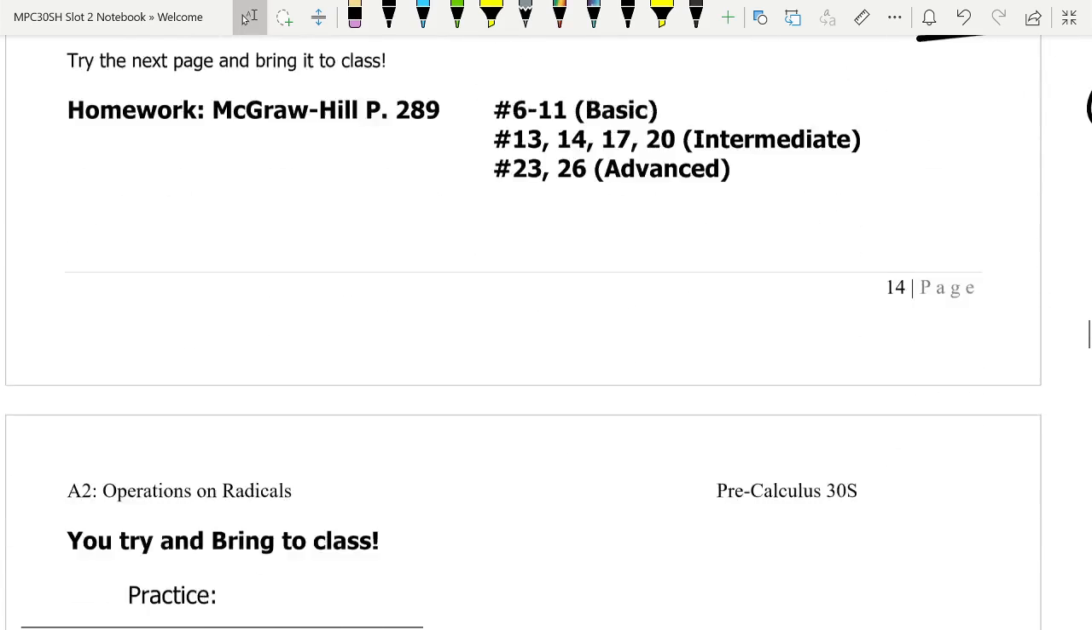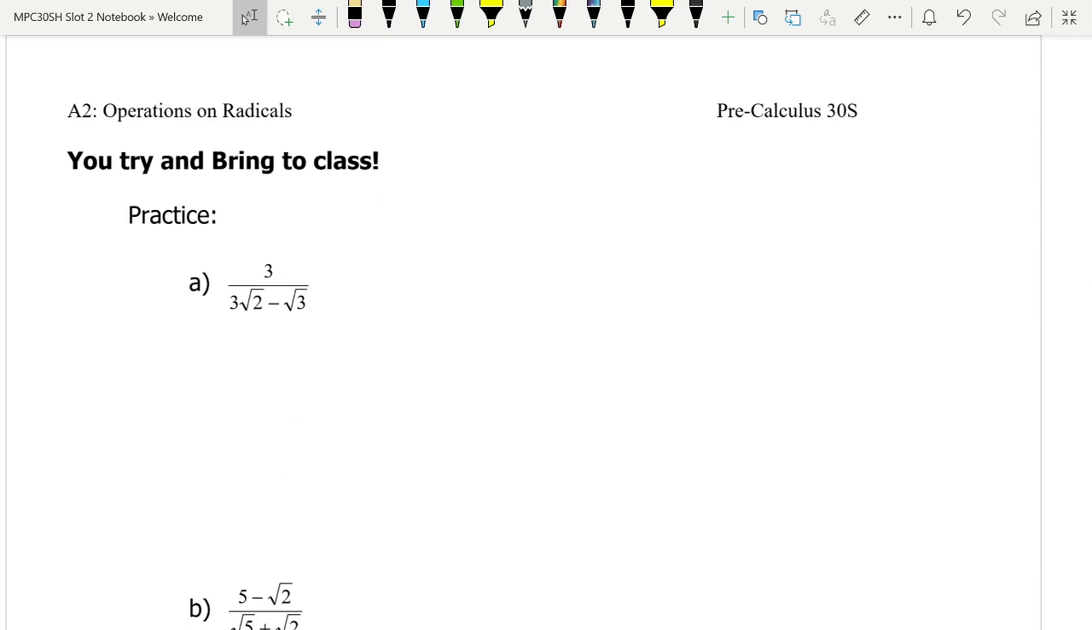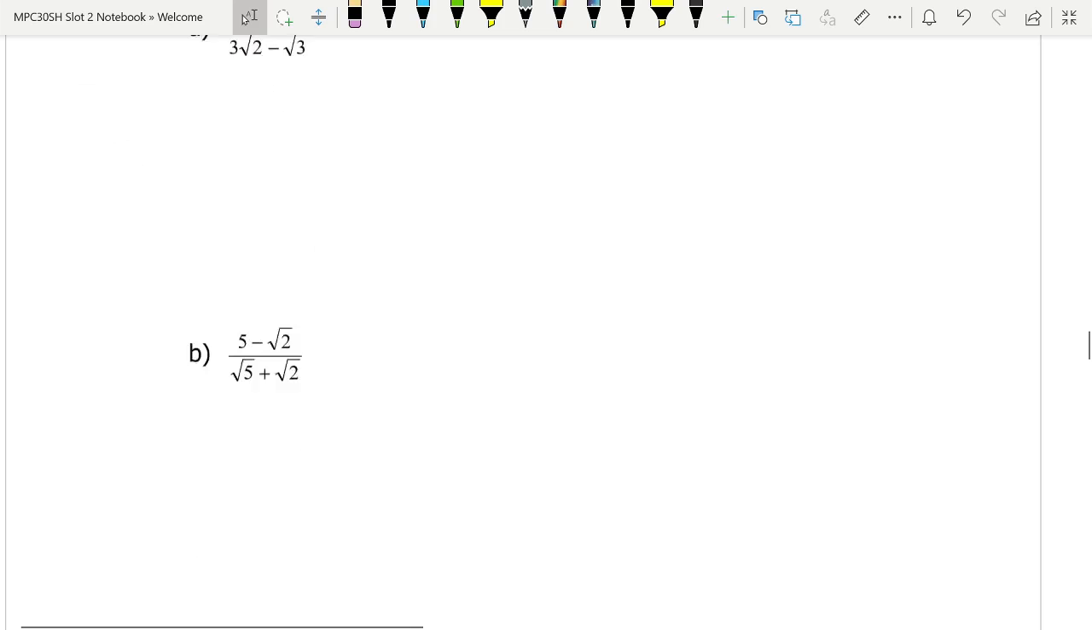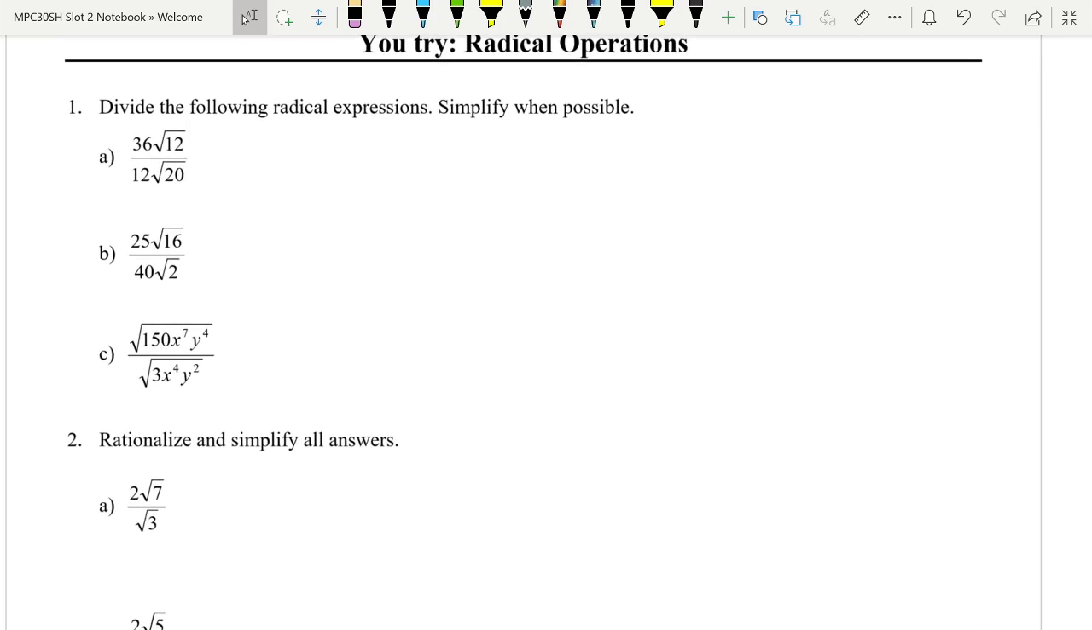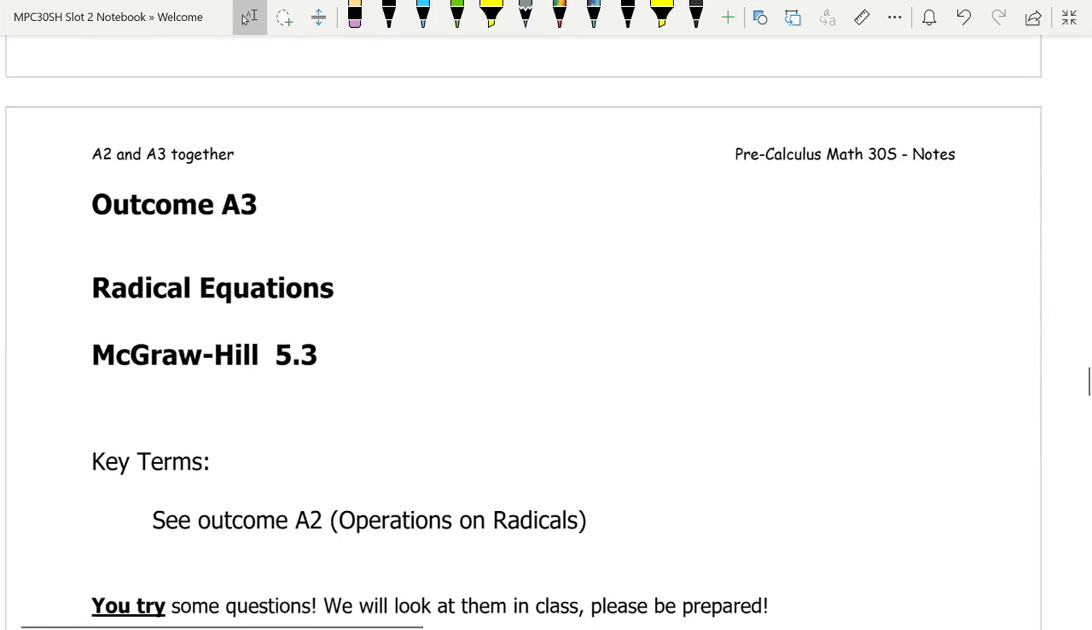That's the skills we need for radicals. Again, guess what the next page is? It's a U-try. We'll go over it again next class. So is the page after that. You get two U-tries. And then the next lesson is going to be about more algebra with radicals, radical equations. So that's the end of my little lesson. I'm going to end my video now.